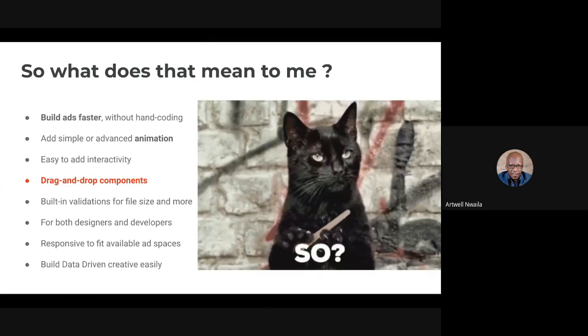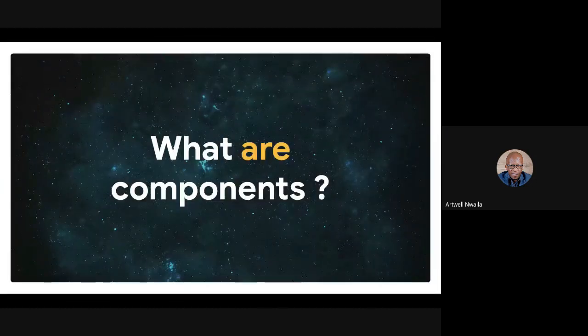You can easily add interactivity within your banner ads. You can drag and drop your components using the components feature, which we'll talk about today. It has a built-in validations tool, which constantly tells you how healthy your banner ads are and if they're good enough to go online. It's built for both designers and developers, so you can jump into the code view if you're a developer, or you can use the design view if you're a designer, but you get the same results. You're able to build responsive assets, and most importantly, you're able to build data-driven creative very easily. So let's jump into the components.